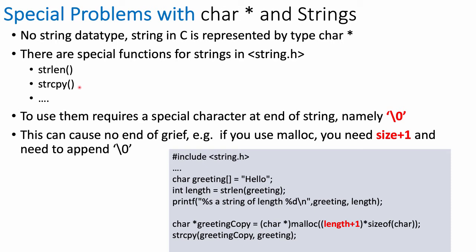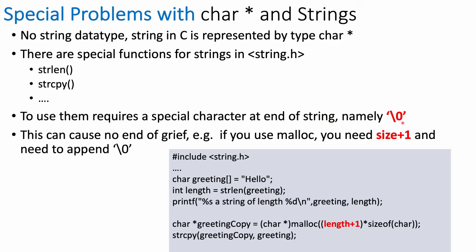These are string length, string copy. So now if you think about a string being an array of characters, there is no way that string length and string copy could know where the string ends to do the copy or to figure out the length if it was just a bunch of characters. So what we have to do is add at the end of a string a special character, namely \0.